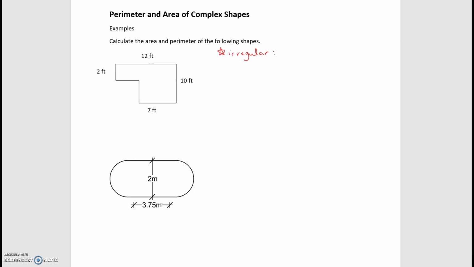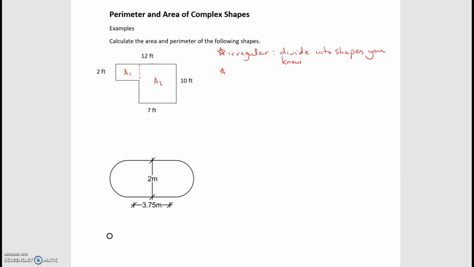And what you can do is divide it into shapes that you are more familiar with. So what I'm going to do is I'm going to actually take apart this interesting looking shape and I'm going to break it down into two rectangles. So I'll draw a line right there, and when I'm calculating the area, I'm going to call this first box A1 and this second box A2.